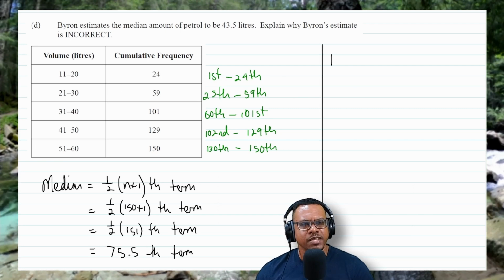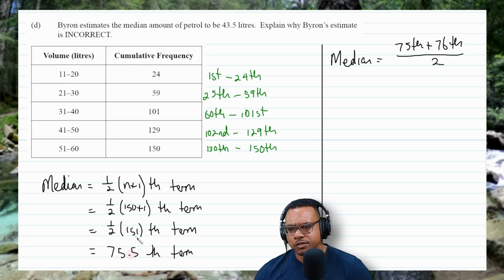All right, so my median is going to be my 75th term plus the 76th term divided by 2. And that's because we got this decimal here, 0.5. If when we find a half of the n plus 1 term, you get a whole number like 75, then the median is just that term. But once you get the 0.5, you have to take the 75 and the one after it, which is 76, and divide by 2.